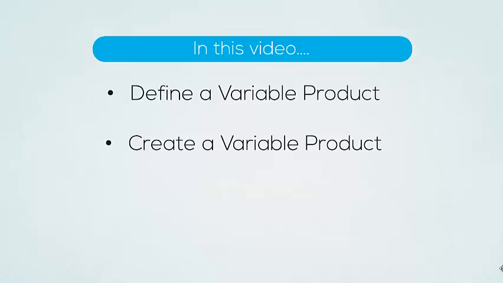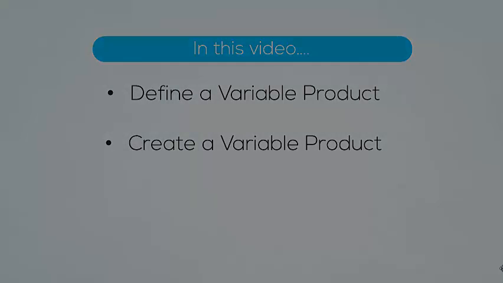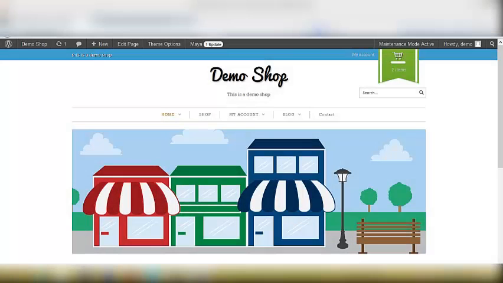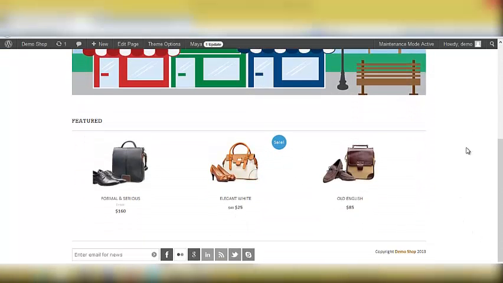With that, let's go ahead and go to our demo store and take another look at what a variable product is all about. All right, so here we are back at our demo shop, and I'm just going to scroll down to our featured products. In our last video, we talked about products in general, and then we looked at creating a simple product. We actually demonstrated that, showed how that worked. And now this time we're going to look at variable products.